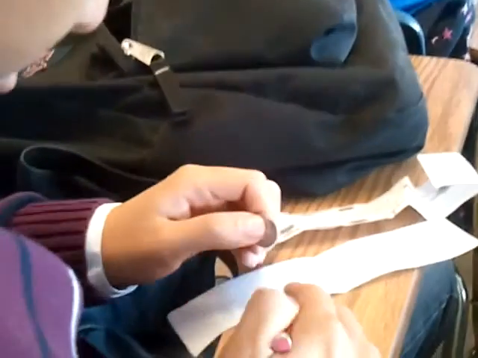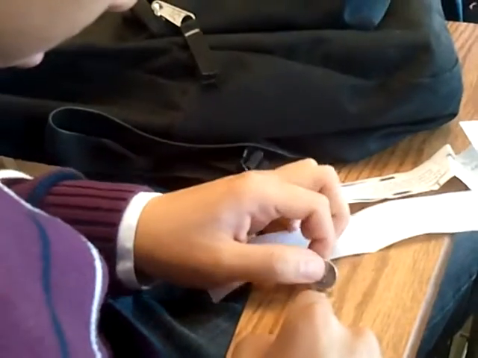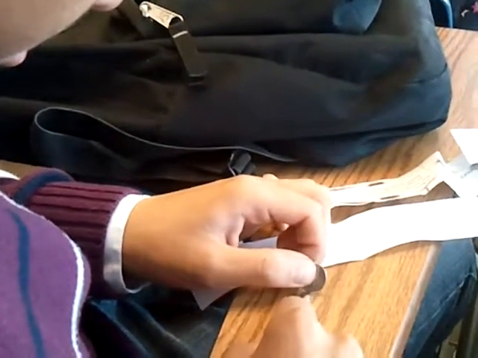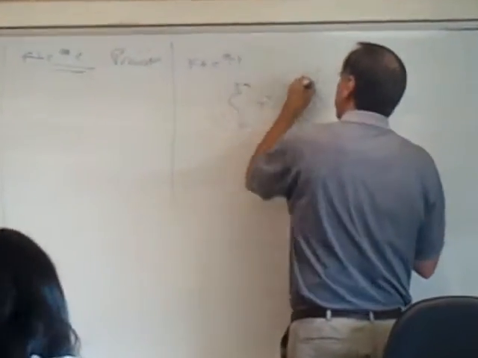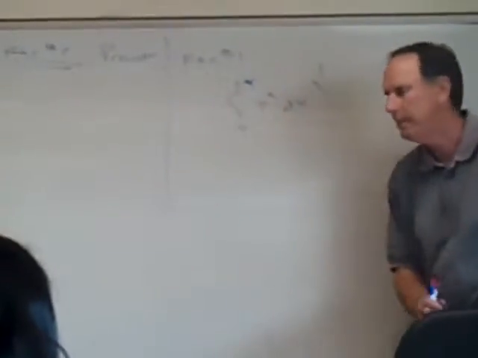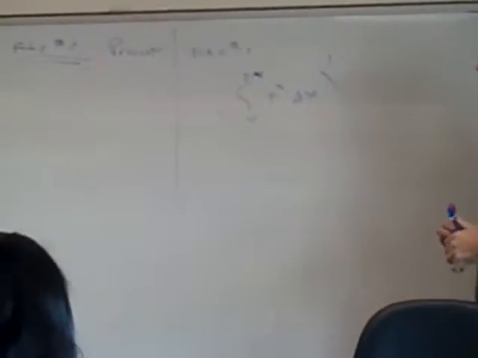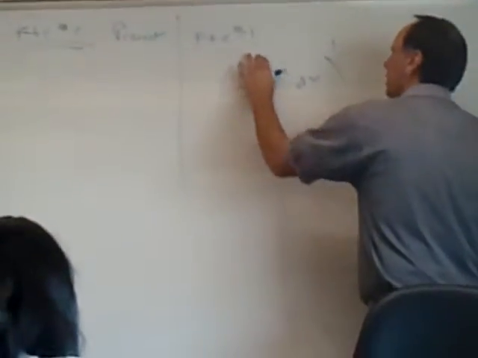What's FTC1? Take the derivative of an integral. All right, it's the derivative of an integral. So if you have an integral of t squared dt from 0 to 2x, and I take the derivative of that. Now, what does that mean? It's going to be 4x squared.